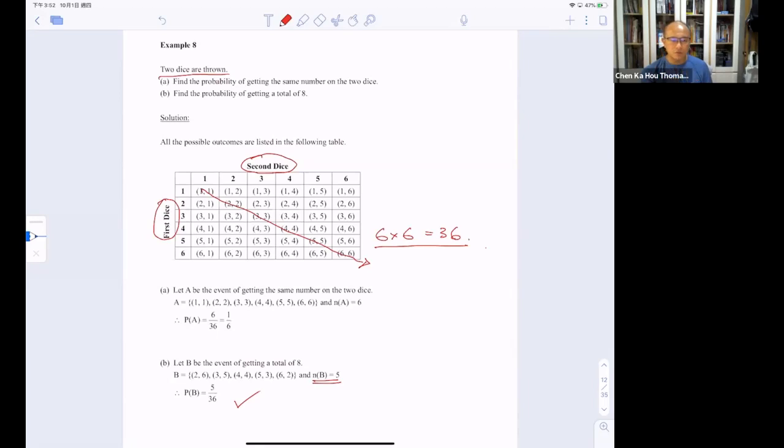So up to now, you have learned 3 graphical techniques that may help you solve a probability problem. The first one is a Venn diagram. The second one is the tree diagram. The third one is to draw a table. All right. Are you clear?